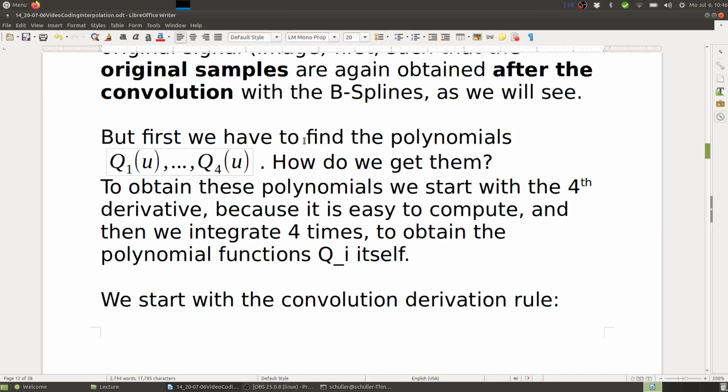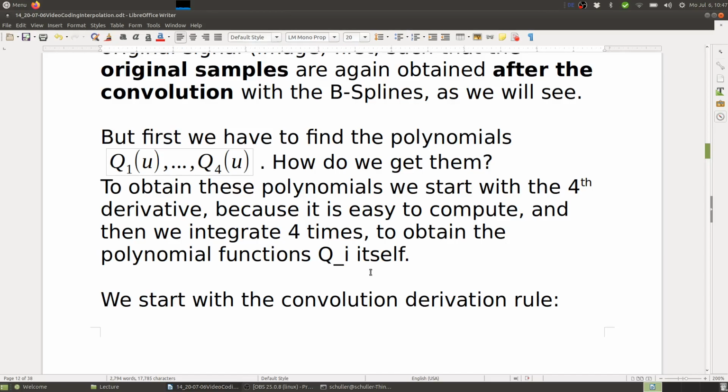But first we have to find the polynomials q1 to q4. So far we just computed them numerically, but we have no representation as polynomials for arbitrary resolution. Remember, our computation was done on this grid of 1/10. If we have polynomials, we have arbitrary precision. So how do we get the polynomials? To obtain these polynomials, we start with a fourth derivative because it is easy to compute, and then we integrate 4 times to obtain the polynomial functions q_i itself.